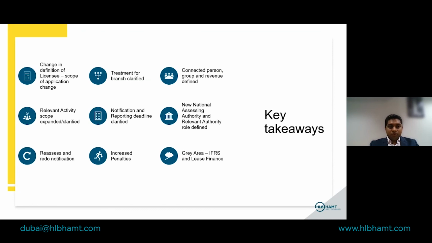Now, because of this new amendment, the change in the basic definition of the licensee and the change in relevant activity, all the assessees who have done the notification have to do a re-notification after reassessing. So whatever we have done, it's as good as not done. Now we have to do a reassessment and a re-notification to the authority based on the revised licensee and relevant activity definitions. Penalties are increased.